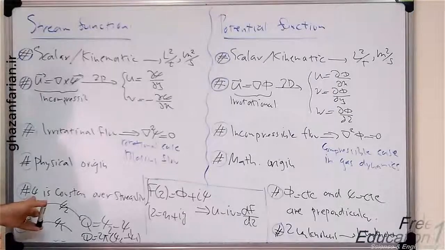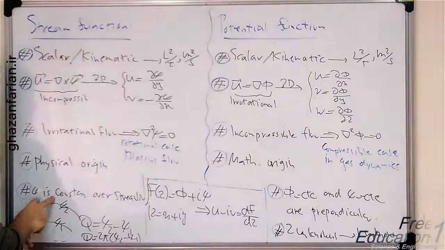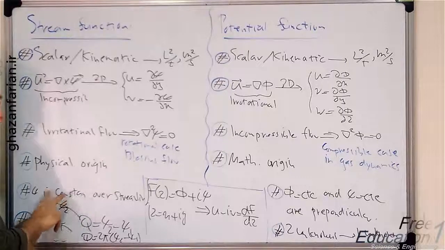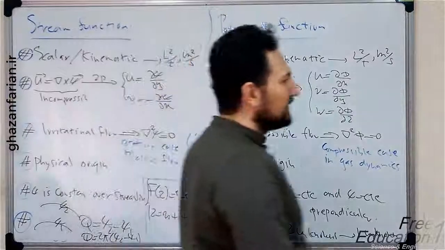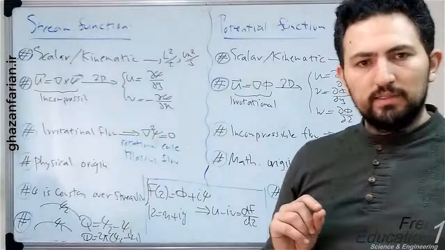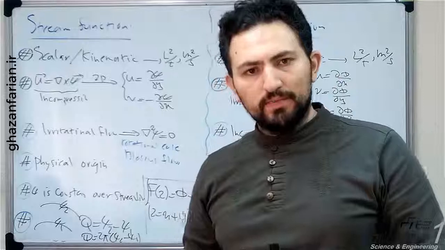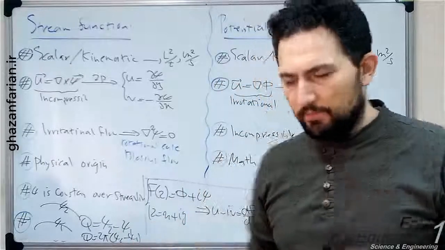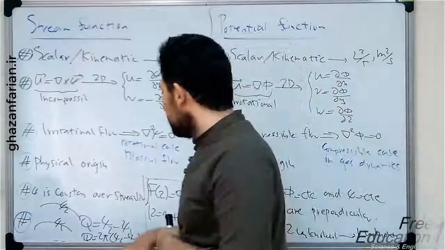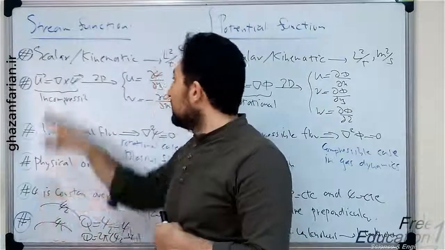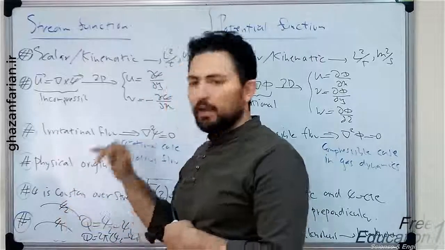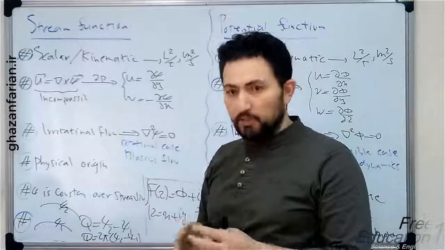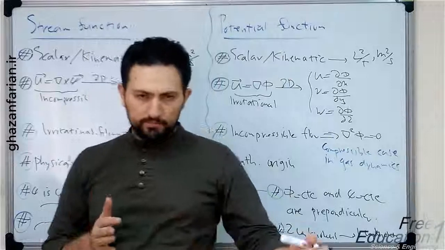The other characteristic of psi, or the stream function, is that psi remains constant over streamlines. You know, the streamline is a curved line that the velocity vector is tangential to at any point, at any time. It can be proved that the magnitude of the stream function remains constant along one streamline. What differs from one streamline to another?